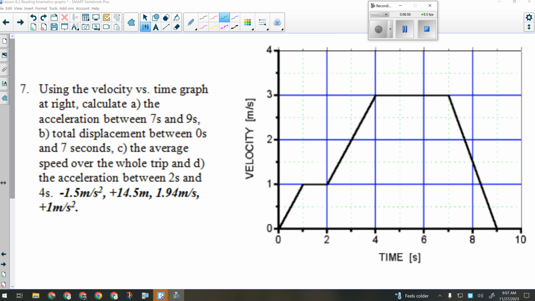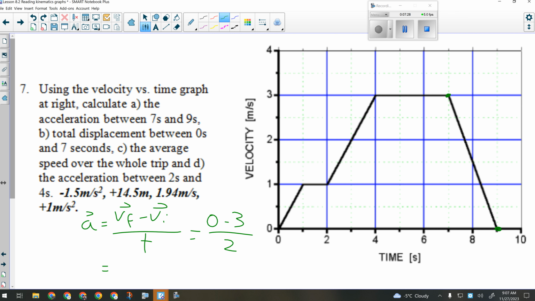Okay, so in part A, they want to know the acceleration between 7 seconds and 9 seconds. We have to go back to that acceleration formula that's on our formula sheet: Vf minus Vi over t, which is also the slope of that line. Would you agree? So we've got Vf being 0, Vi being 3, and that takes 2 seconds. So 0 minus 3 is negative 3, divided by 2 is going to give us negative 1.5 meters per second squared for our acceleration for that part.